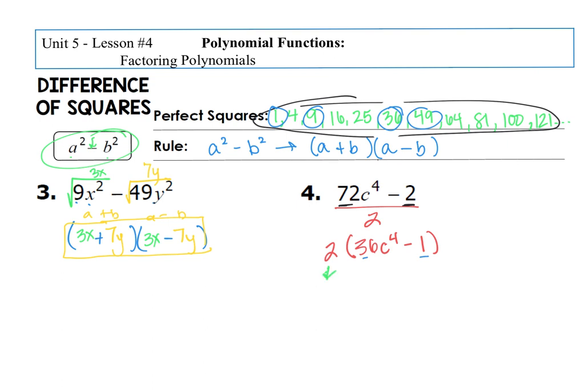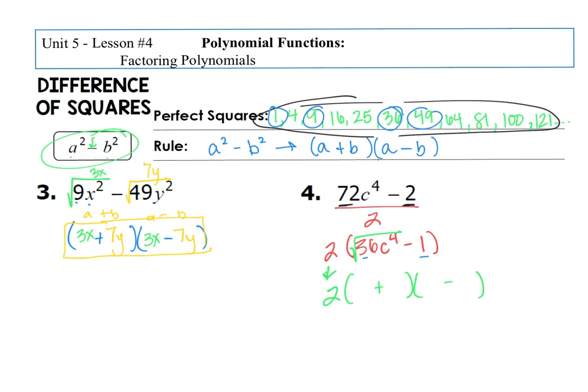So we'll bring down this 2 on the outside. The GCF just keeps staying on the outside of the equation as we factor more and more. Now I'll make two sets of parentheses. One gets a plus, one gets a minus. Then I look at my first grouping. It's 36c to the 4th. I take the square root of that whole thing.